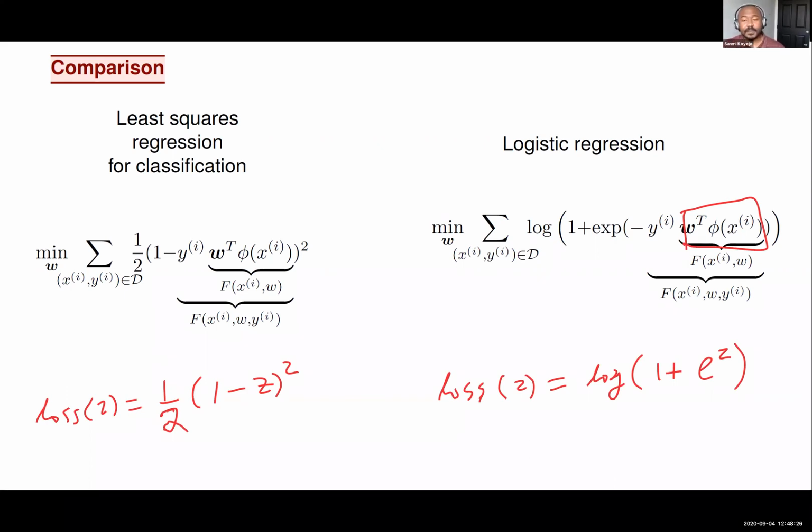Anyways, so they both have a loss form. They both use the prediction w transpose phi of x, which is the linear prediction. So linear prediction, loss, average over data. So they both take that same form.